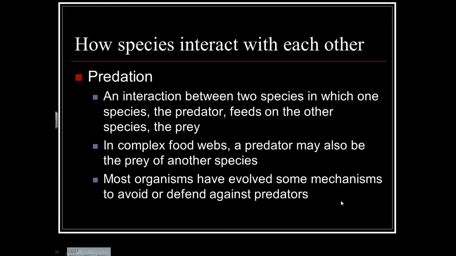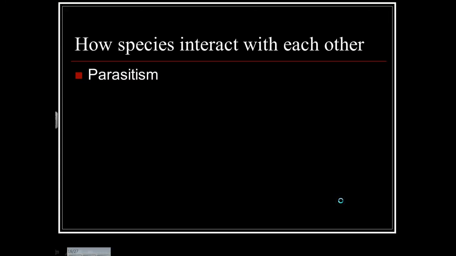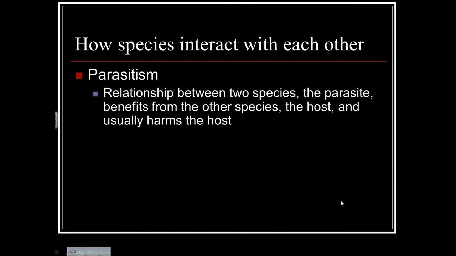Otherwise, they wouldn't exist if they had nothing to fight against the predators. Third type of interaction is parasitism, and this again is two species where the parasite benefits from the other species and usually it harms the host. Okay, so it's a lot like predation.